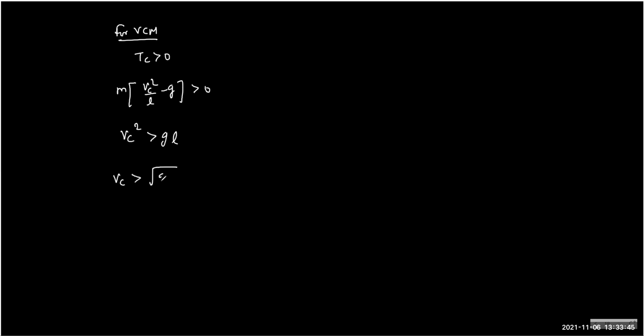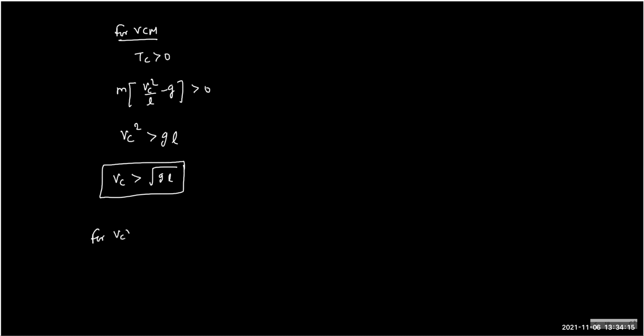So if somehow I can manage the velocity at the point C more than the value root GL, I'll confirm that the motion will remain indeed circular and it will never slack anywhere. Now this is the answer actually. Now what we generally answer is the minimum possible value that can make sure that it's a circular motion.